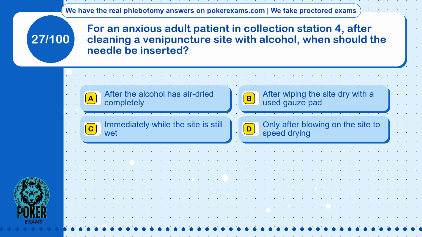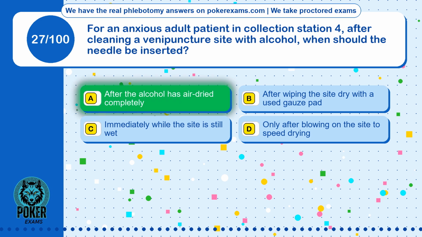Question 27. For an anxious adult patient in collection station 4, after cleaning a venipuncture site with alcohol, when should the needle be inserted? Option A, after the alcohol has air dried completely. Option B, after wiping the site dry with a used gauze pad. Option C, immediately while the site is still wet. Option D, only after blowing on the site to speed drying.